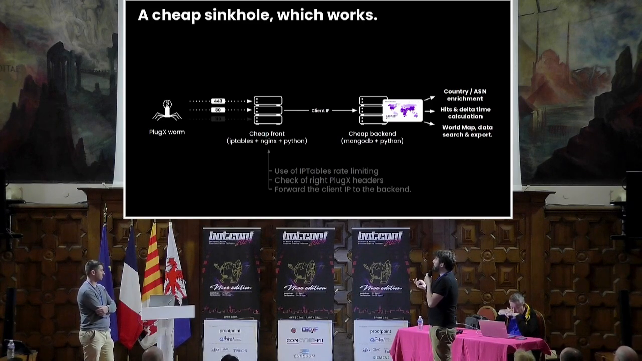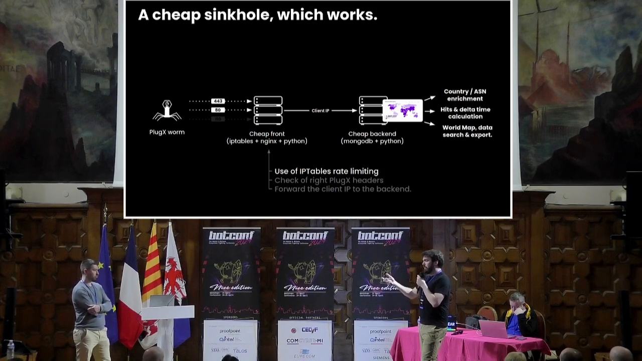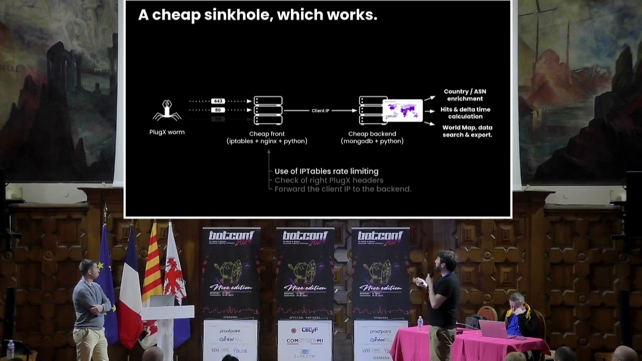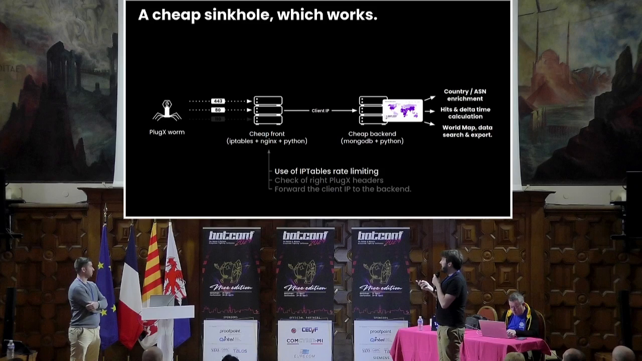First, you use iptables with rate limiting, so you can respond, because you will not answer all of the beaconing requests. You just want to respond to one request per minute per source IP address. So iptables rate limiting with the hashlimit module or something like that is a very great way to do that.